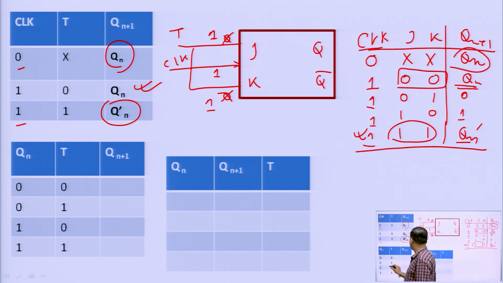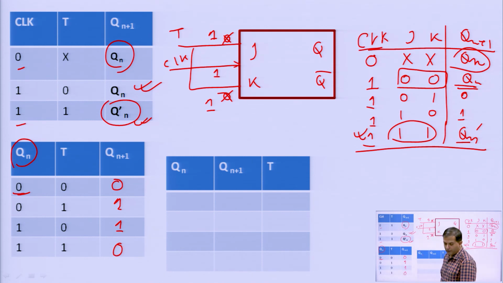When T is 0 and Qn is 0, Qn plus 1 is Qn, meaning 0. Now, when T is 1 and Qn is 0, Qn plus 1 will be the toggle version, Qn bar. So, it will be 1, and similarly this will be 1 and this will be 0. So, this is the final equation.